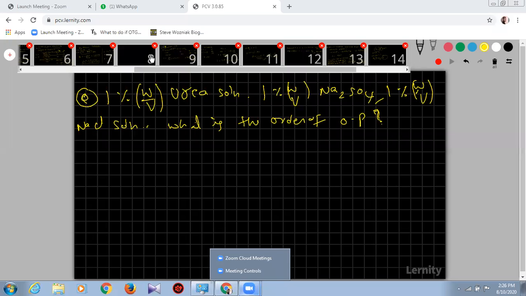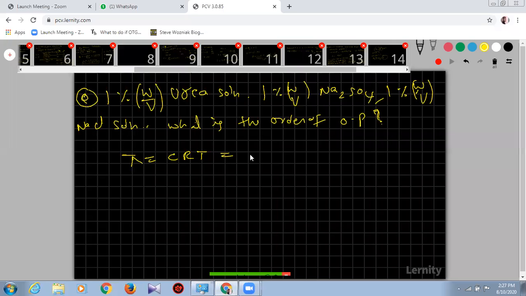Already I mentioned one point. In osmotic pressure, you should take the concentration: pi equals i CRT, where you always take concentration as molarity only. Here the temperature is the same, the R value is the same, and the concentration is also the same: 1%, 1%, 1%. So I can do it based on the i value, but it won't work. I will tell you. Give me a second. Just wait.